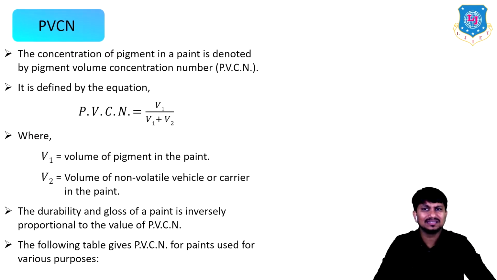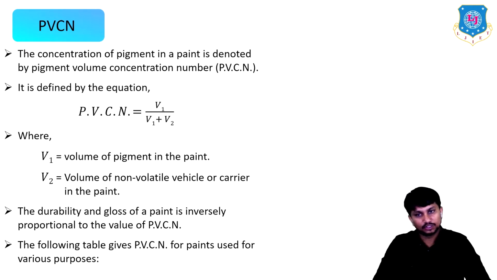Now let's see what the term PVCN means. The concentration of pigment in a paint is denoted by PVCN, which is the pigment volume concentration number. It is defined by the equation PVCN = V1 / (V1 + V2). Here V1 is the volume of pigment in the paint and V2 is the volume of non-volatile vehicle or carrier in the paint. So V1 divided by V1 plus V2 gives us the PVCN number.